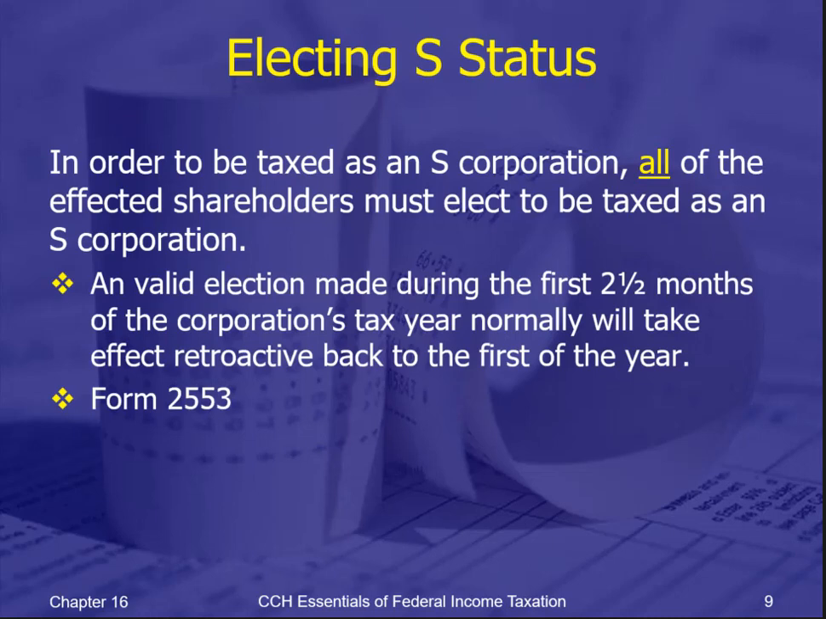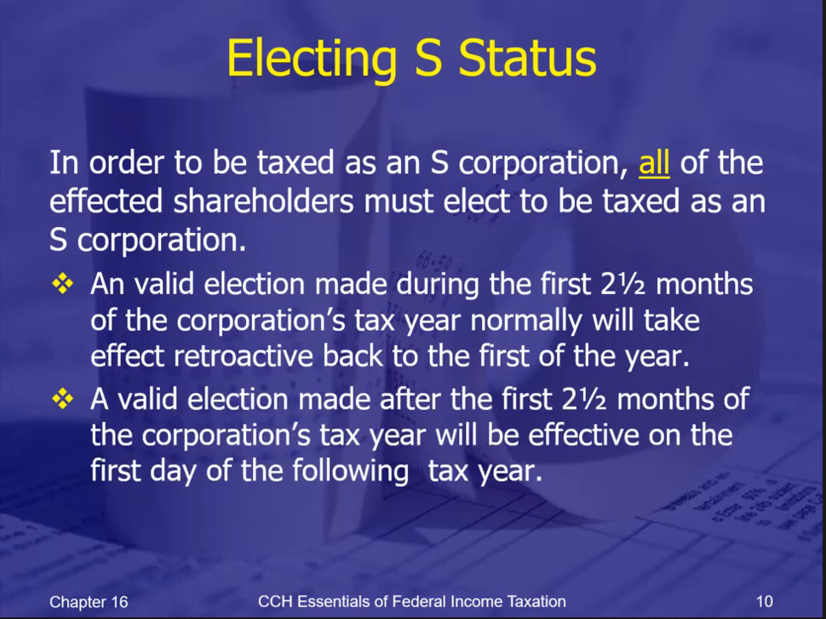It has to happen in the first 2.5 months. It'll count for this year. So for 2019, for instance, you would have to elect in January, February, or half of March. If not, then it's going to go on into the next year. So if you make the election in May, it will count for 2020. You do this on Form 2553.